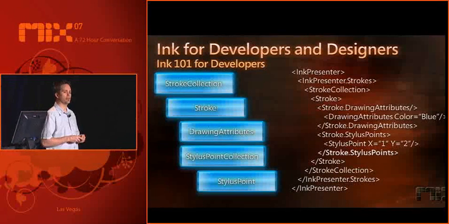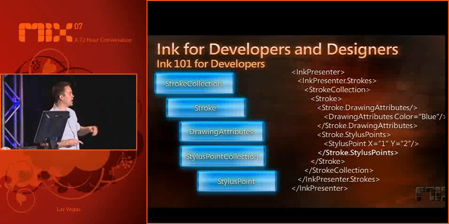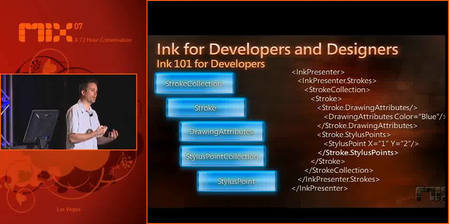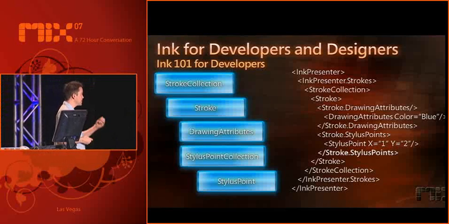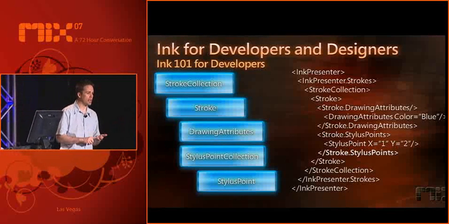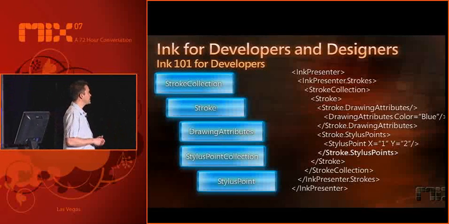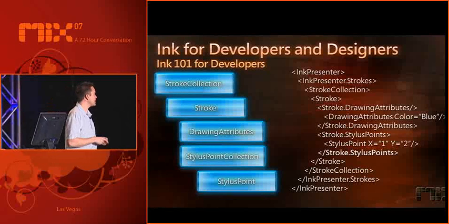Anyone here that's familiar with our WPF object model, this is very much a bare bones object model relative to that, but we've taken just the most powerful and important concepts and distilled that into Silverlight. So you have a stroke collection, and a stroke collection is comprised of zero or more strokes. And each stroke is really only defined by two properties, drawing attributes and stylus points. So drawing attributes define how the ink looks, and stylus points define where the ink is. It just defines the spine of the ink.